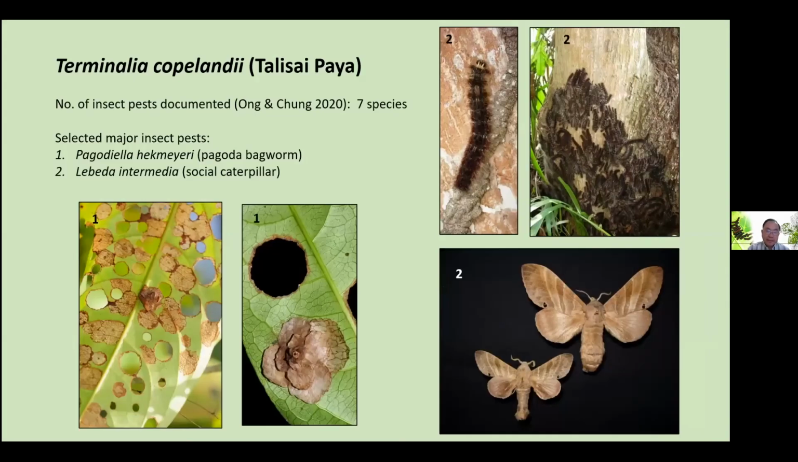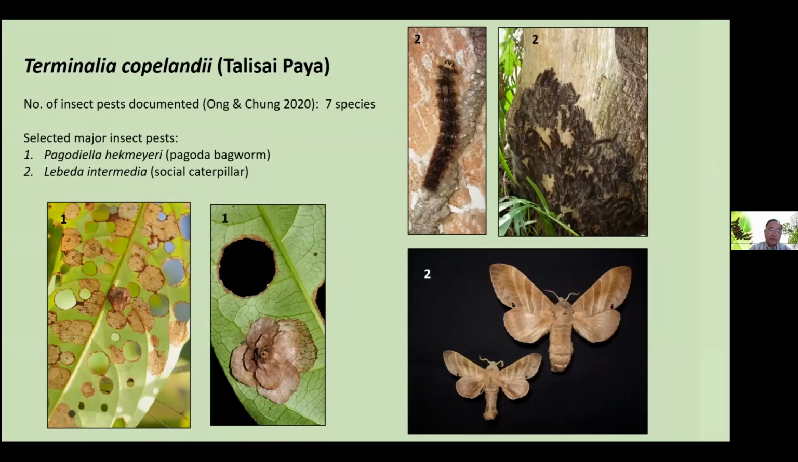Terminalia copelandii or Talisai bayan is widely planted for restoration purposes. The pests include the pagoda bagworm, Pagodiella hekmeyeri, and also the social caterpillar, Lebeda intermedia, again as shown here.